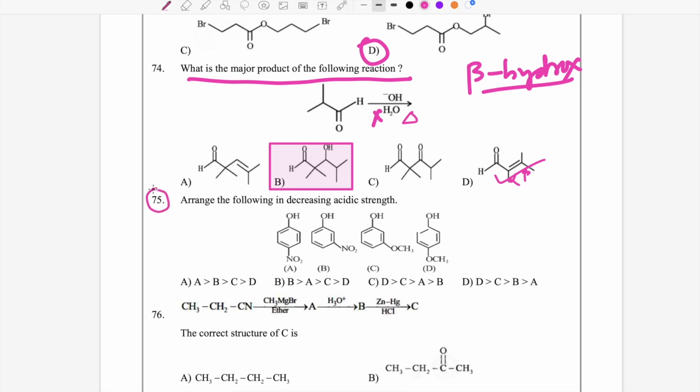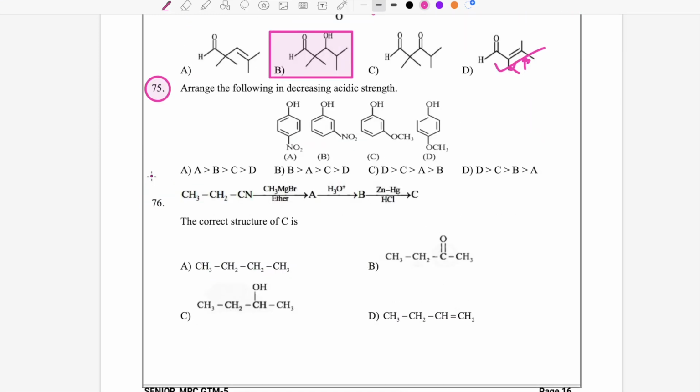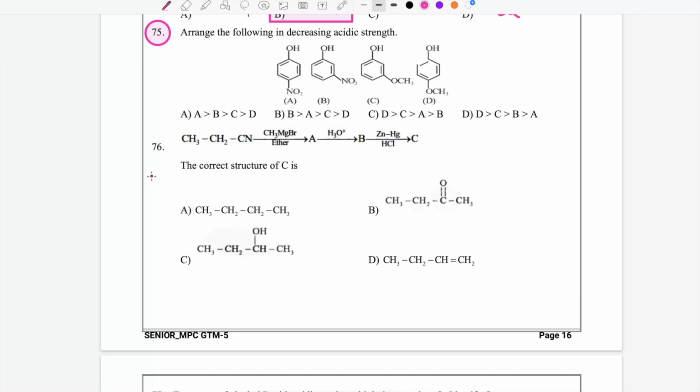Next, the most regular question, the 75th question: acidity of phenols. For phenols, the acidic strength is directly proportional to electron deficiency. Where electron deficiency is more, it will be more acidic, because an electron deficient compound will try to accept electrons, therefore according to Lewis acid base theory the electron acceptor is the acid. So we have to look at electron deficiency.